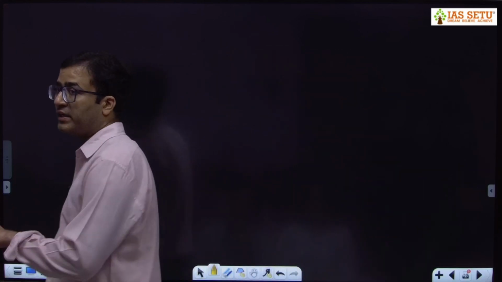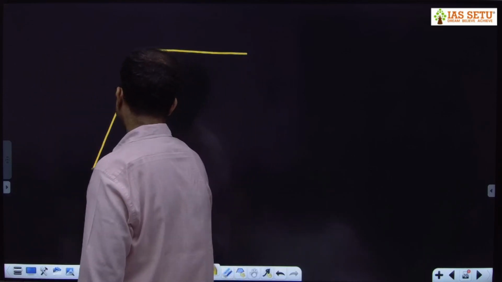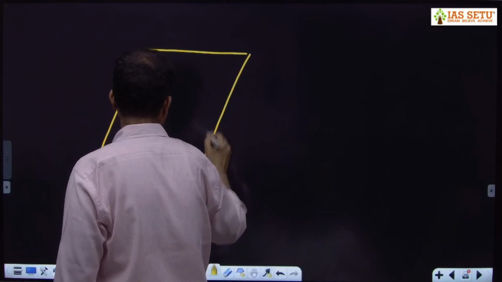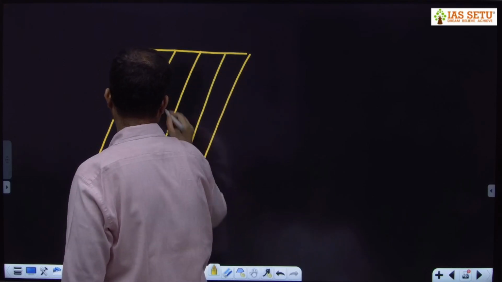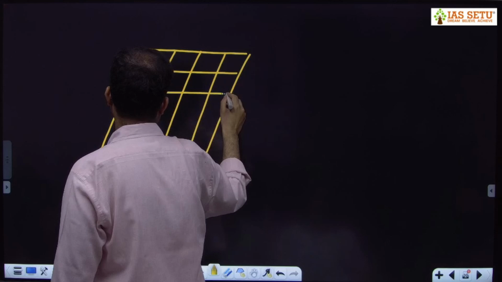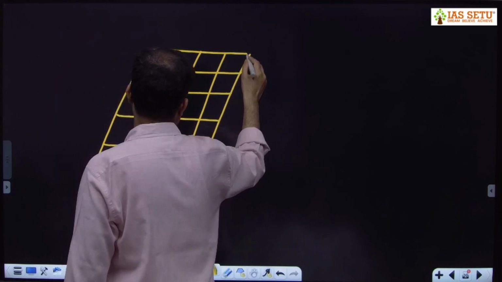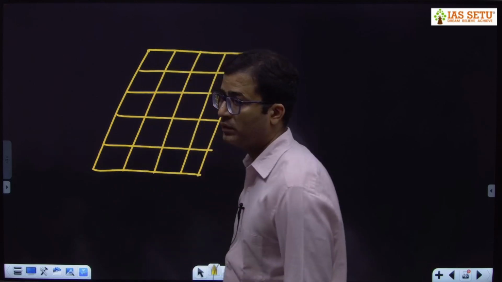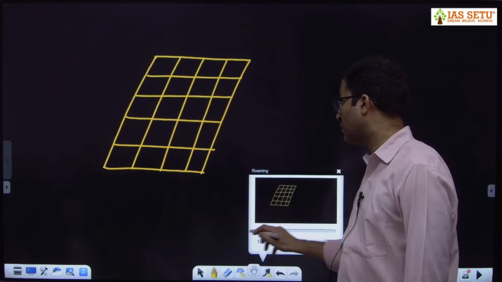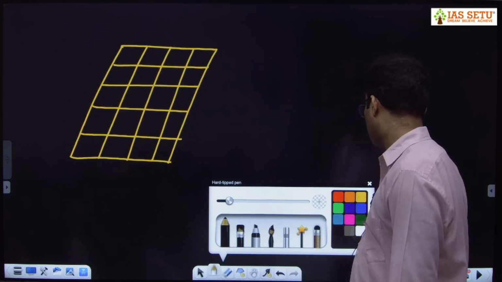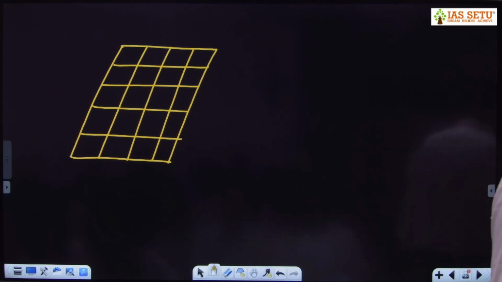One more question, then I take rhombus. एक क्वेश्चन और कर लेते हैं. Take your time. Count number of parallelograms in the given figure.